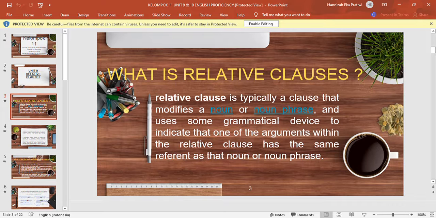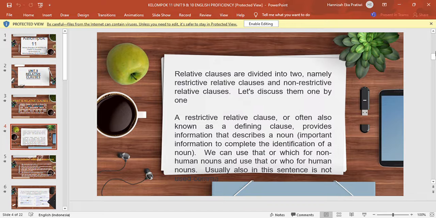Explain what is relative clauses. A relative clause is typically a clause that modifies a noun or noun phrase and uses some grammatical device to indicate that one of the arguments within the relative clause has the same reference as the noun or noun phrase. Relative clauses are divided into two, namely restrictive relative clauses and non-restrictive relative clauses. Let's discuss them one by one.